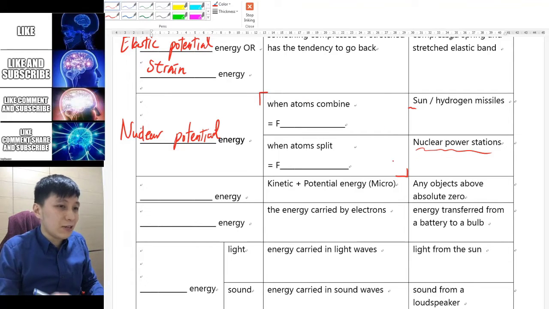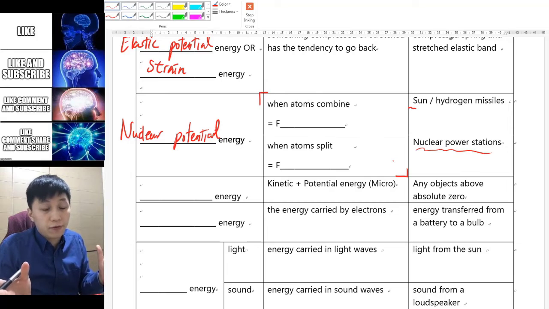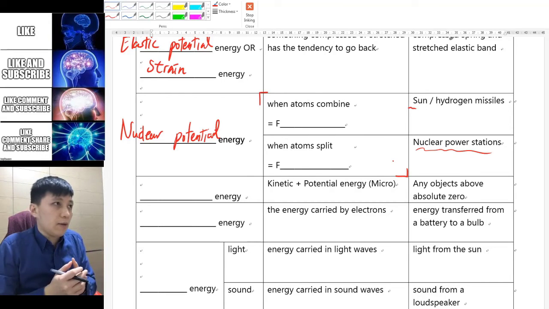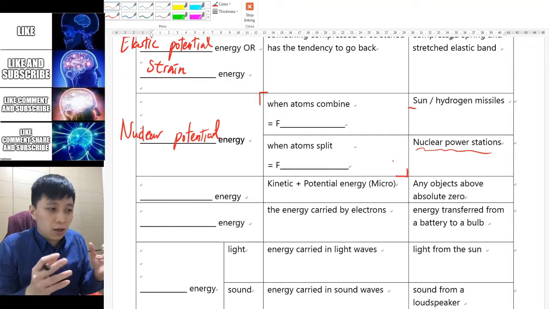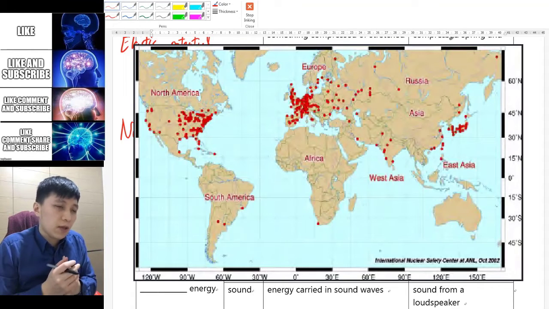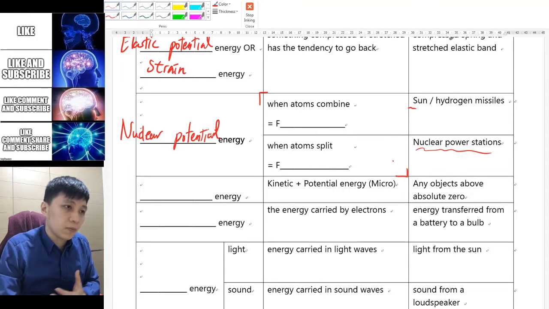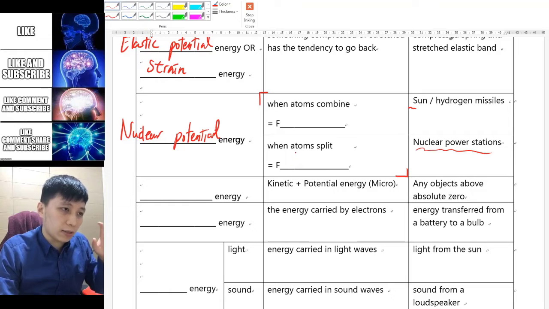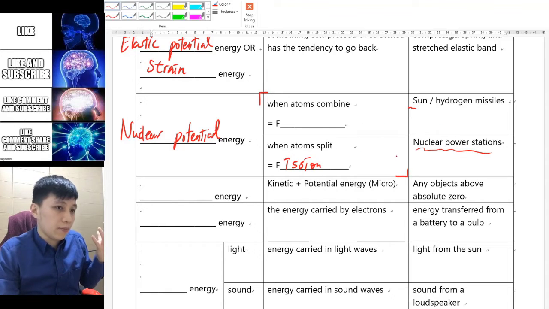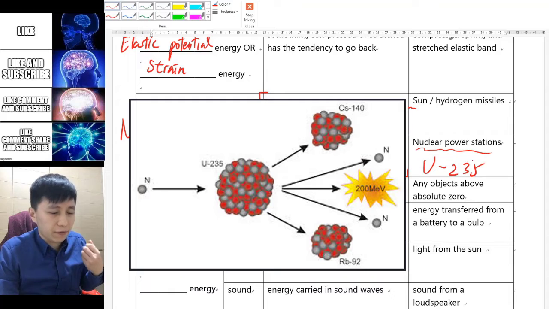So for nuclear power stations that we usually have nowadays around the world, there are many different nuclear power stations in many countries, and that will be one of the sources that supply our electricity. That reaction is when the atoms split. We'll call it nuclear fission. If you are wondering what elements they are using, they use something called uranium-235. Don't worry, you don't have to memorize this.